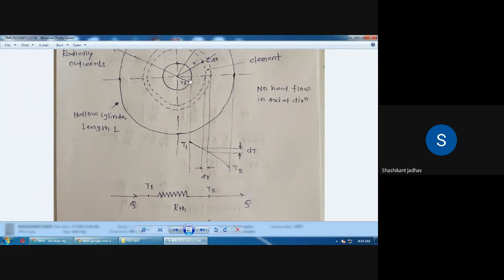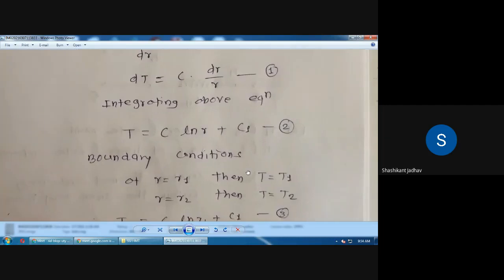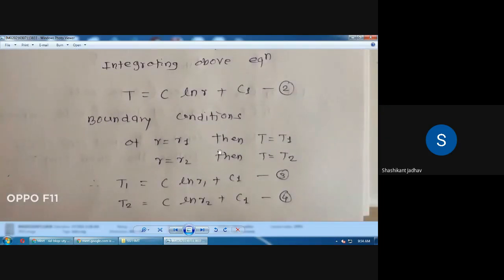So you have to use these two boundary conditions: if r is equal to r1, then T is equal to T1, and if r is equal to r2, then T is equal to T2. Put these boundary conditions into equation number 2. Then we get two equations. Putting the first boundary condition, T1 is equal to C ln r1 plus C1, and that is equation number 3. Similarly, putting the second boundary condition, we get equation number 4, that is T2 is equal to C ln of r2 plus C1.